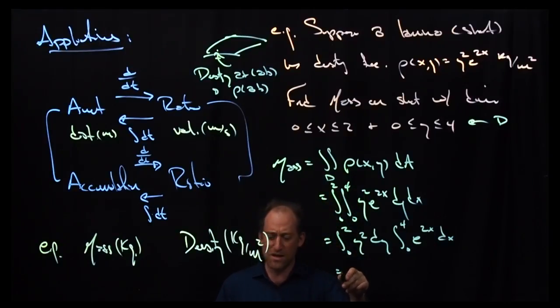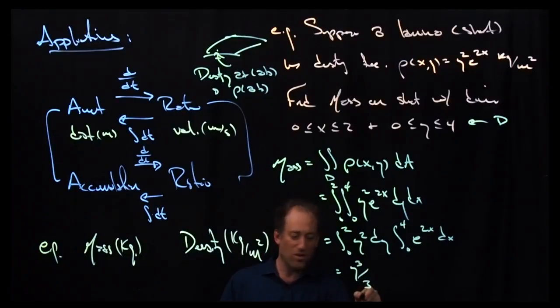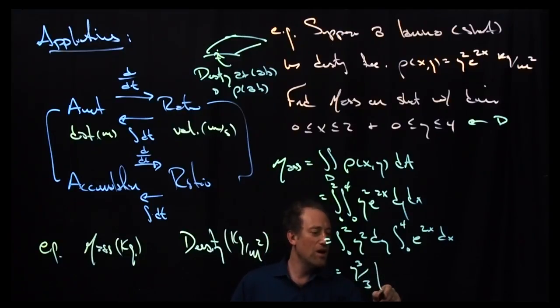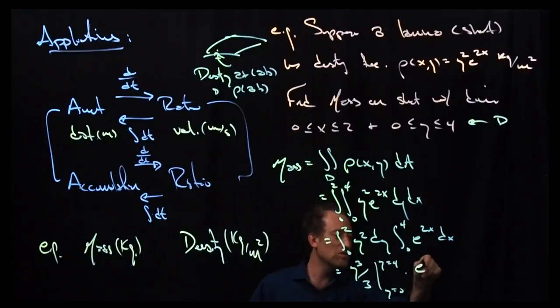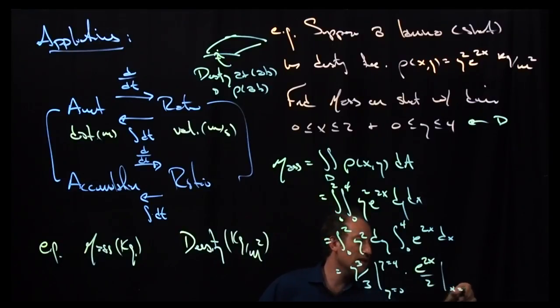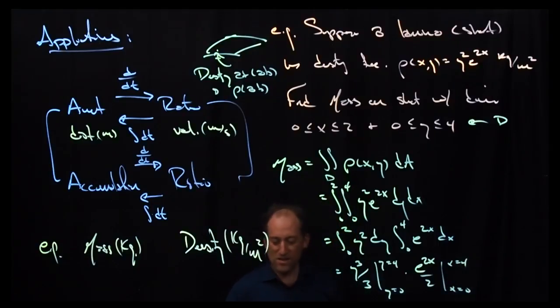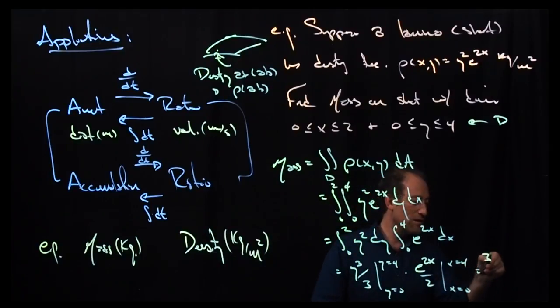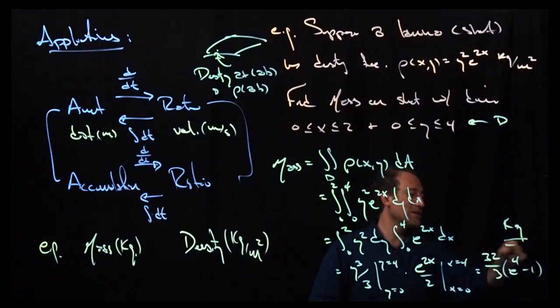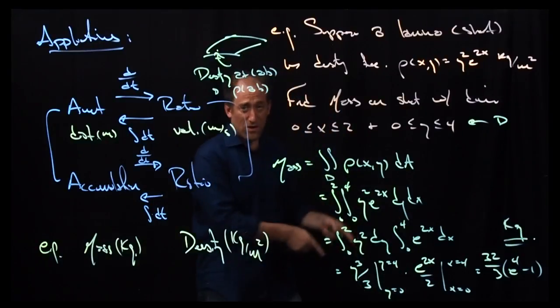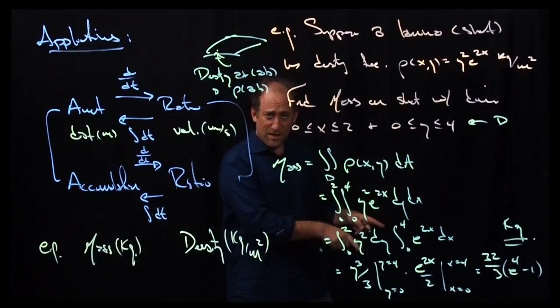This gets me y cubed over 3 from y is 0 to y is 4, times a little bit of u-sub, so e to the 2x over 2 from x is 0 to x is 4, and this will be 32 over 3 times e to the 4th minus 1. Units here, I suppose, are important. Kilograms, because I'm integrating a density to get a mass.